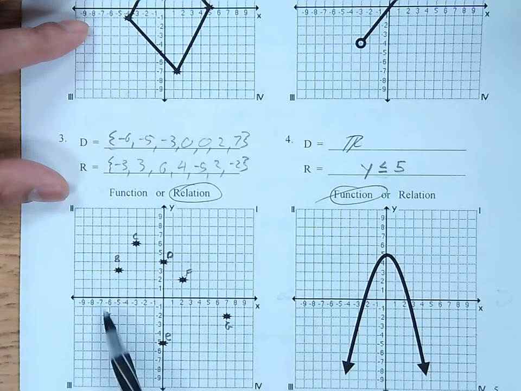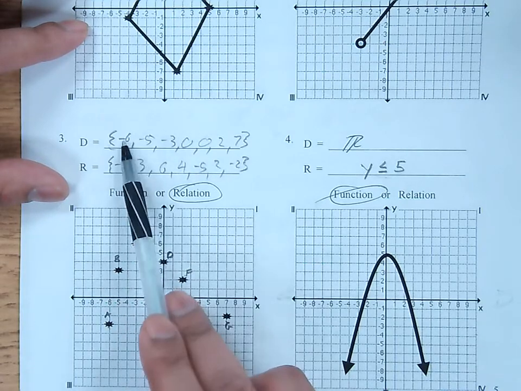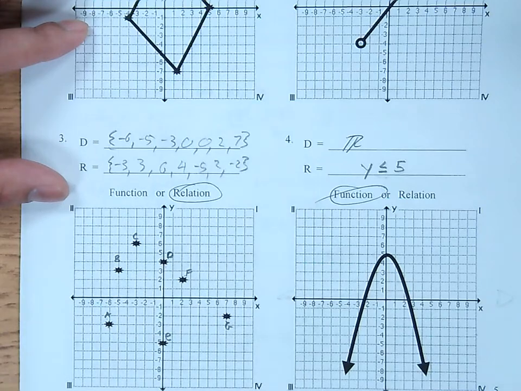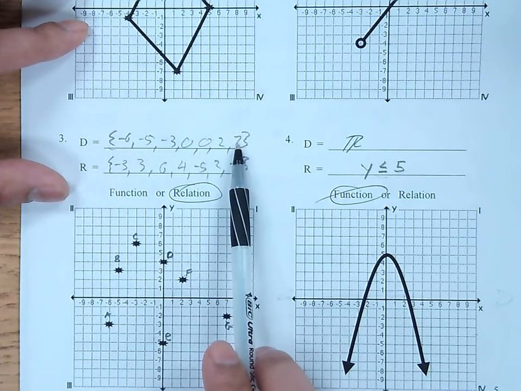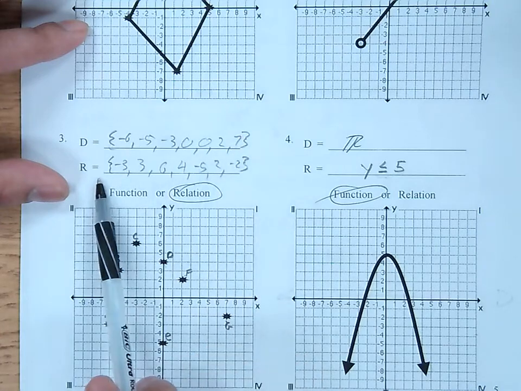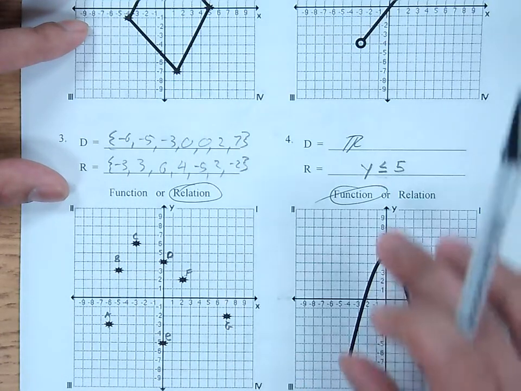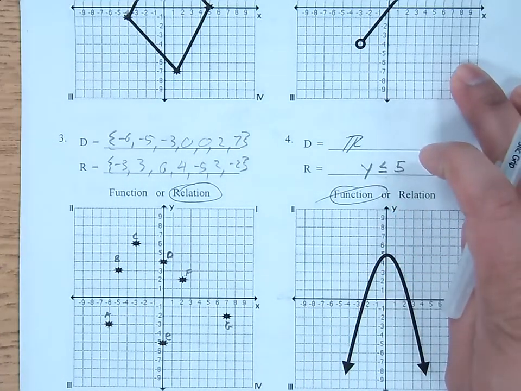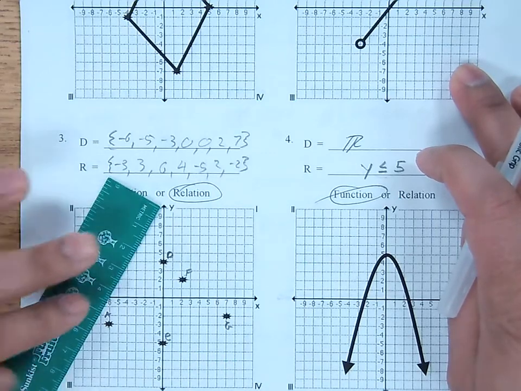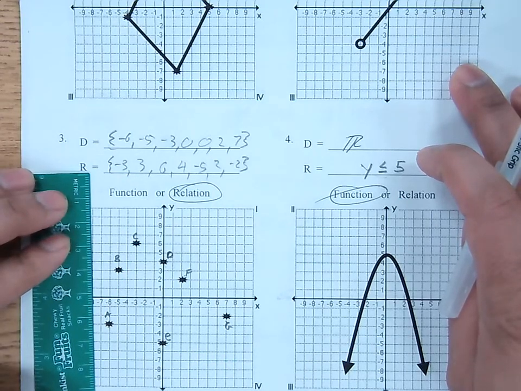Okay. So go ahead and take a moment to check if I've done this right for each of the points. And that's A, B, C, D, E, F, and G. Okay. Now, we've checked our domain. Again, it's all the x values. Check the range, it's all the y values. Now, is this a function or a relation? Okay. Again, because it's on the graph, we can go ahead and use our vertical line test.